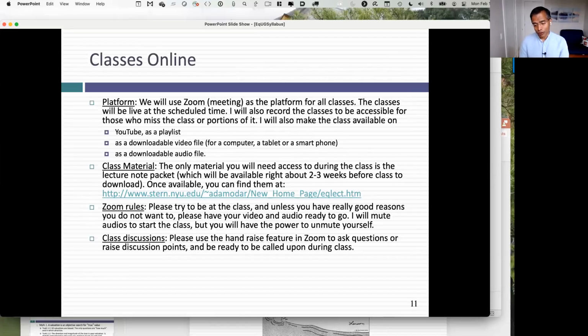And as for Zoom rules, you already see there are very few rules. I would like you to have your camera on. It's personal, because it's kind of depressing if I have 150 gray boxes and I can't see you. It actually makes me feel more like I'm in a classroom if I can see you. And while you come in muted, if you want to raise your hand, if you're going to ask a question or raise an issue, put up your hand first because otherwise it can become a little chaotic. And class discussions are completely fair game.